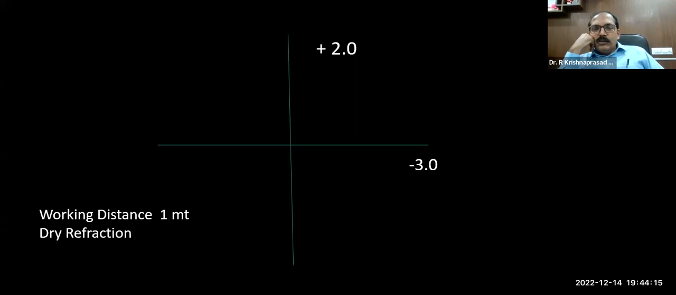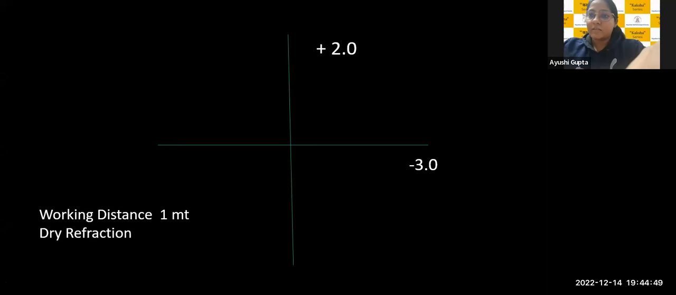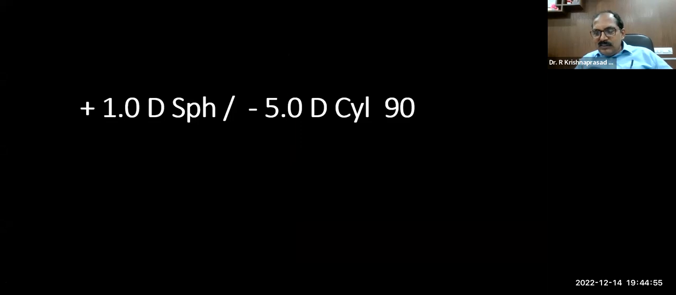Okay. So what is the acceptance now? Can you tell me the acceptance? It should not take too much time. It's a very simple mathematics, arithmetic. So let's go from here. So it's plus two, one meridian, let's say plus two. You subtract one from plus two, it becomes plus one. So the sphere is plus one sphere. So the cylinder, what is the cylinder? That is a very important thing. Everybody will know the sphere, but the cylinder is how much? The cylinder is minus five at 90 degrees. Okay, so how did we arrive at that? So it's plus one sphere, minus five cylinder at 90 degrees.